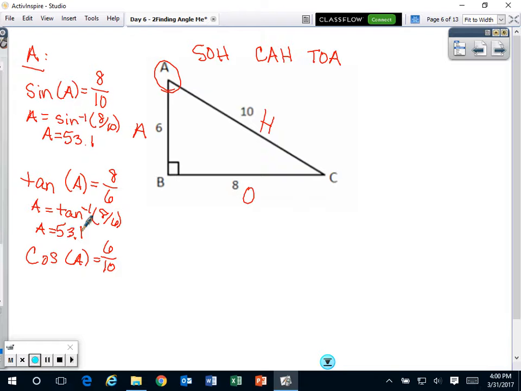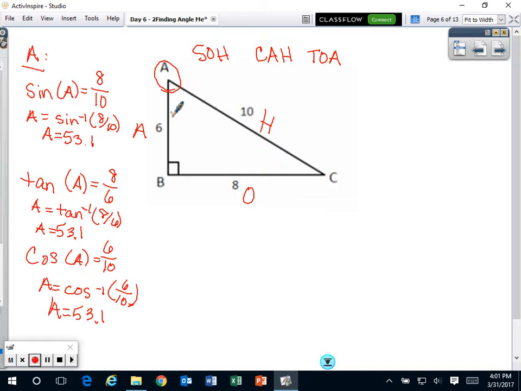Let me guess what we're going to get for the cosine inverse. A equals cosine inverse of 6 over 10. Second button, cosine button, 6 divided by 10. And I get 53.1. So you can only set it up all three ways if you know all three sides. Otherwise, you have to use the one that involves the two sides that you know in reference to that angle. So this is just a unique case where we know all three sides.